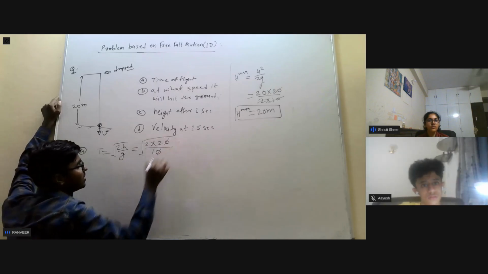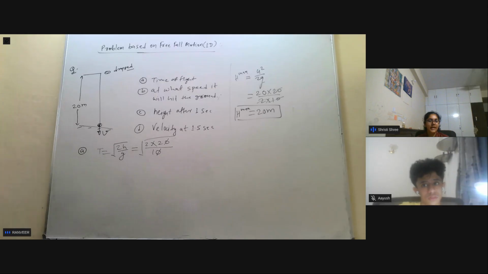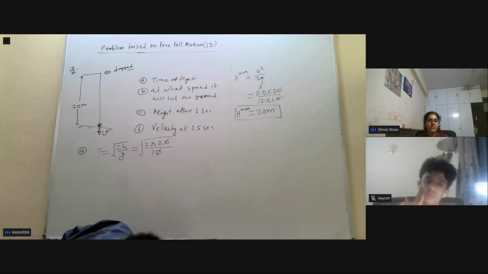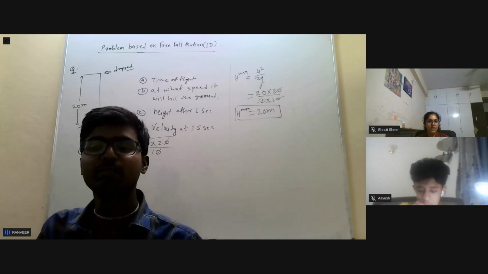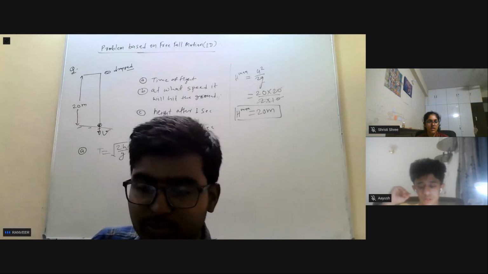Sir, so there are two formulas to find the time of flight. Which two formulas? One is this one, and the other is 2u by g, which is the time when you are throwing the ball from the ground. Okay.